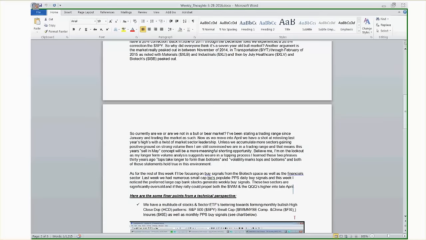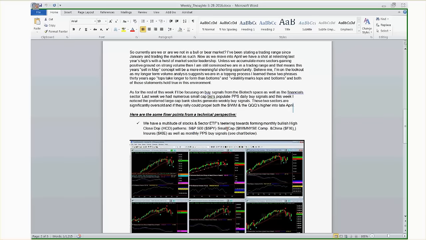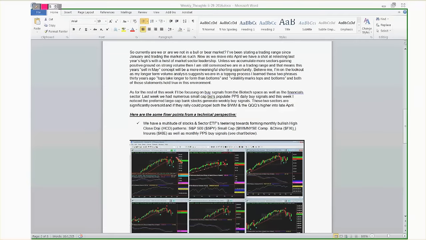So this is the kind of stuff that we put out, and this is what we're anticipating for the market. By the way, for this week, we have a multitude of stocks and sector ETFs forming, get this, guys, not just a daily high close doji, but we have the potential to form monthly high close dojis on a lot of sectors like the spiders, the IWM, the Russell, right? The IWM, that's nice. And here's another one, the China FXI.